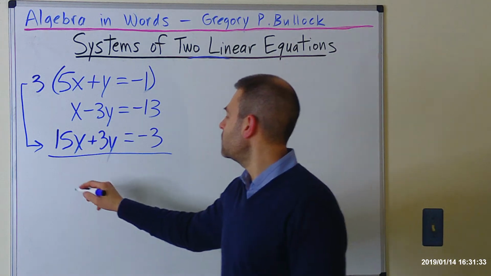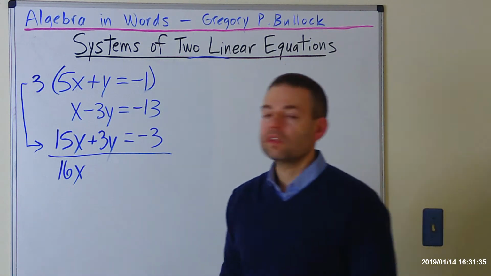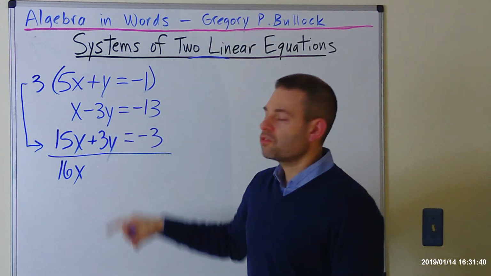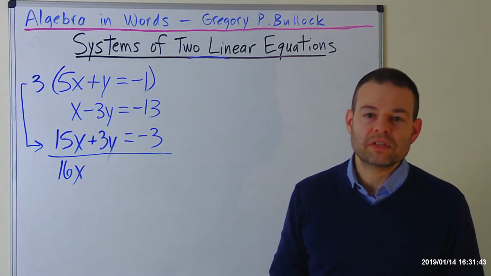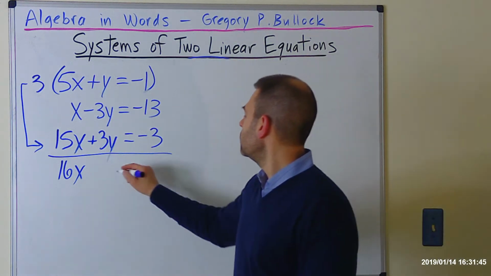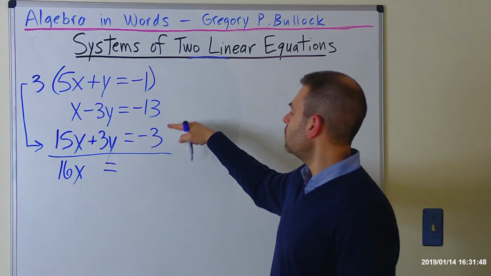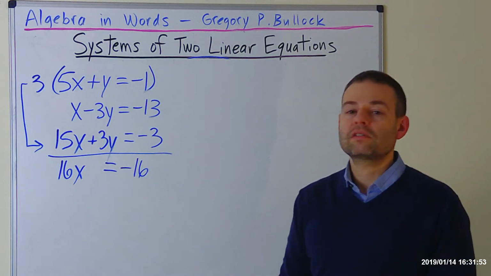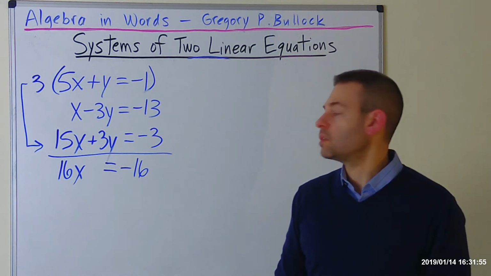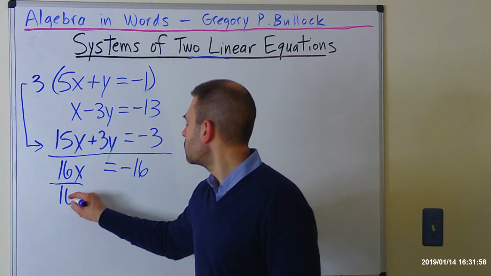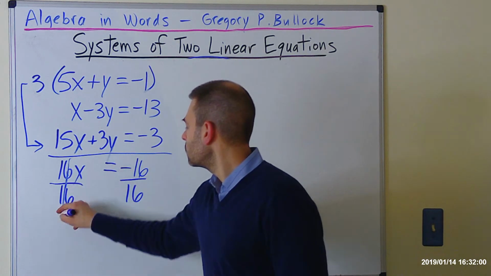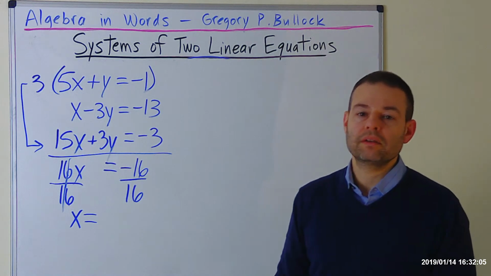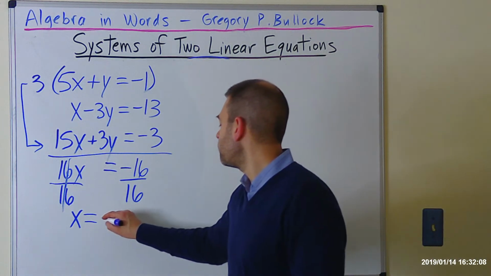And now, let's put our addition line and combine like terms starting on the left. x plus 15x is 16x. Negative 3y plus 3y cancels to 0. We can write 0, but let's just leave that empty. Equals negative 13 minus 3 is negative 16. Now, let's solve for x by dividing both sides by coefficient 16. These cancel to 1, leaving x is equal to negative 1. Negative 16 over 16 is negative 1.